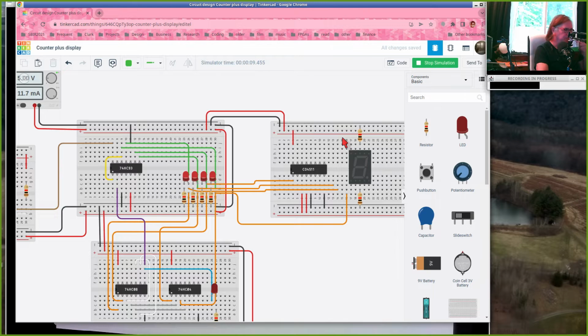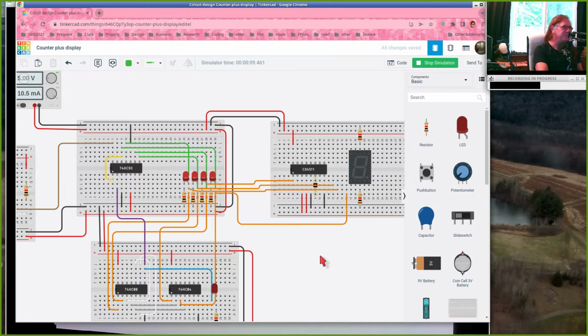I've got most of my outputs from my counter not going anywhere. I have one output connected to the 4511, and that's enough to induce this kind of behavior. I've also disabled the reset circuit, although it doesn't look like it's disabled. But anyway, it's not the reset circuitry, it's not the counter itself. It seems to be something over here.